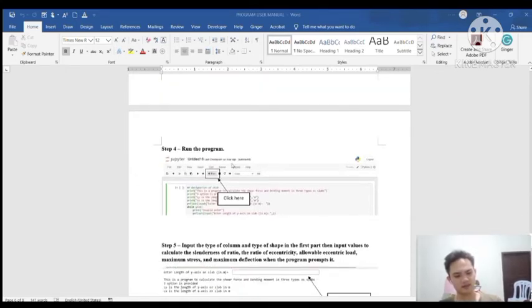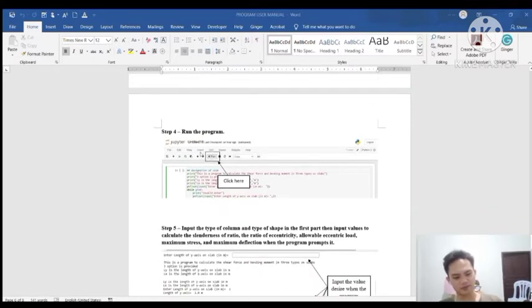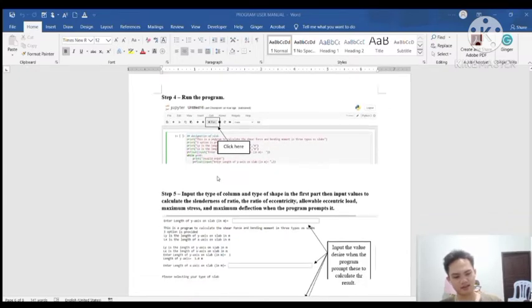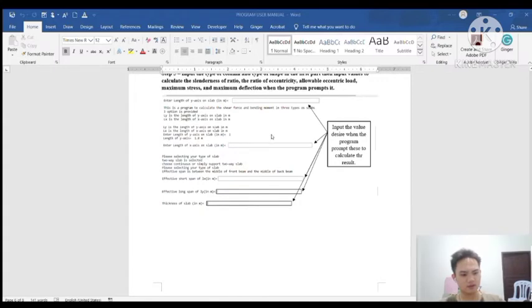Okay, after finishing typing, we run the process. After running the process, we can input the type of the column and the process in this first part. Then we input values to calculate the slenderness ratio, the critical load, maximum stress and maximum deflection, before the program closes. Then we must input the values here.